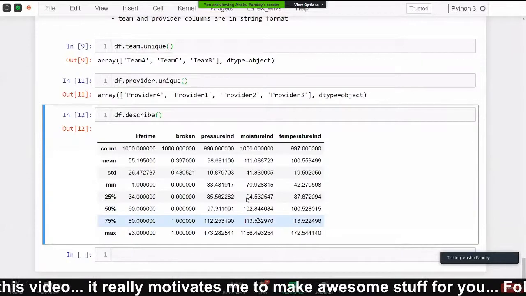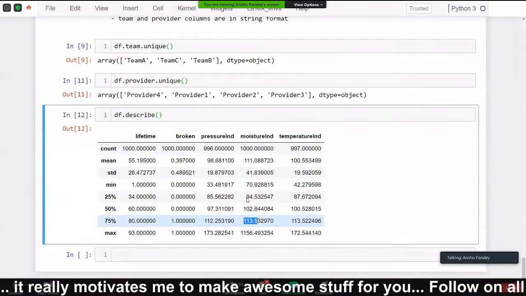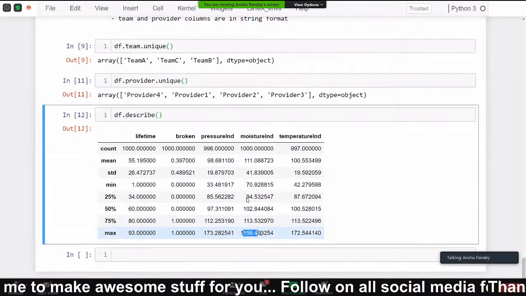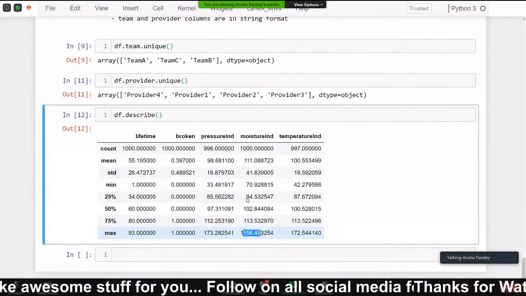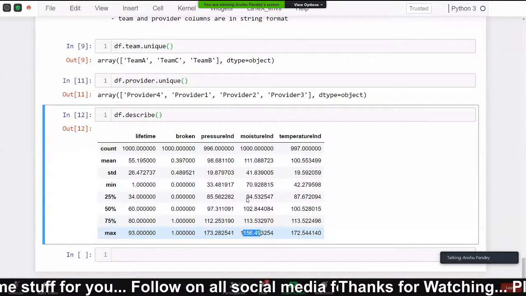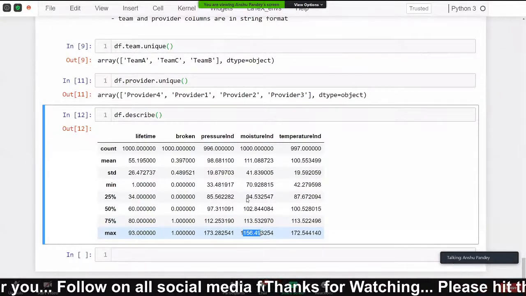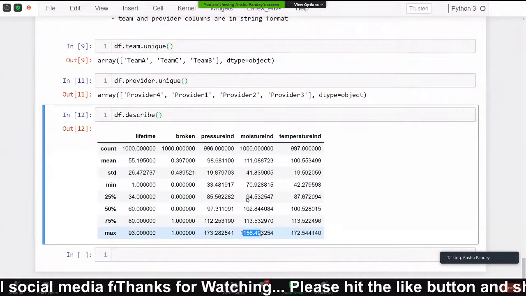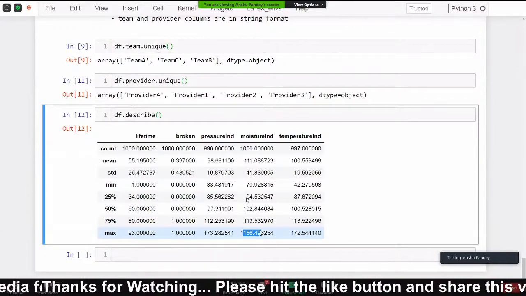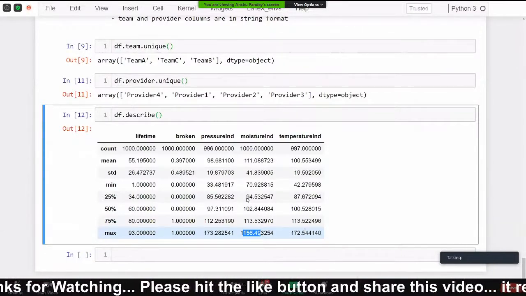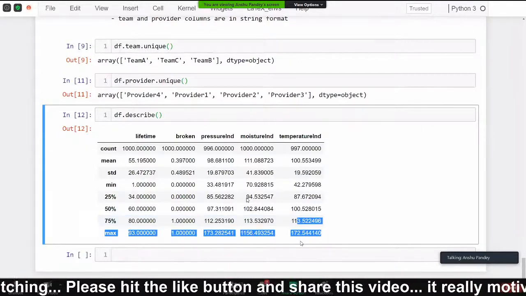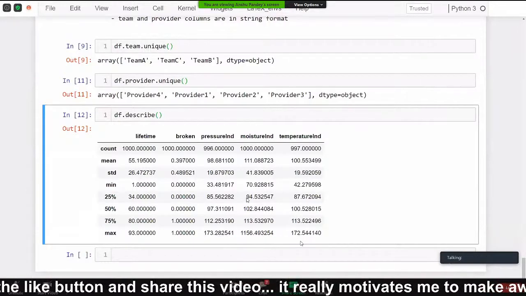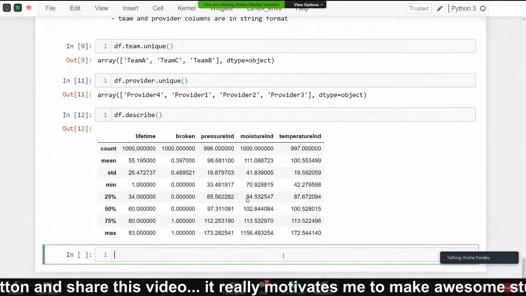Moisture: 75% of the machines are operating at less than 113, but the highest or maximum moisture is 1156, which is quite a huge difference. You see here, there's a huge difference between 75% versus max. That shows that there may be a few outliers in the moisture. Temperature is proper, 113 and 172, you can say it's almost proper. Okay, so that's one idea about it.